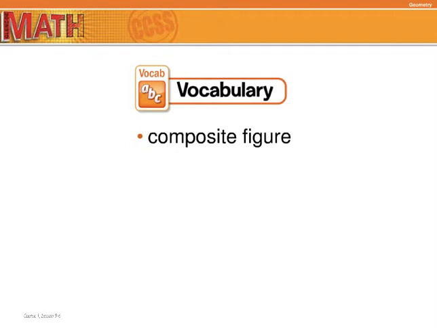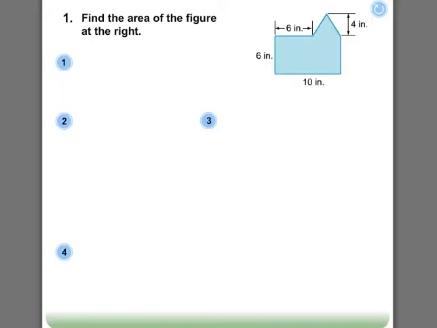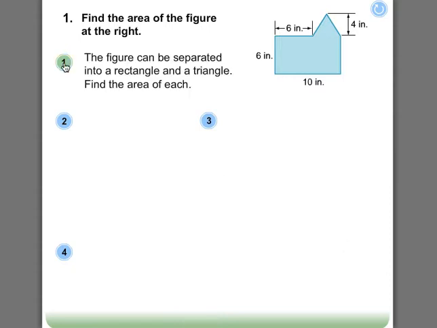Okay, this is some vocabulary maybe you're not as familiar with. What is a composite figure? Okay, I want you to find the area of the figure at the right. Holy Hannah, look at that sucker. It's crazy shaped. The figure can be separated into a rectangle and a triangle. Ooh, who saw that? You see right there, that can be a little triangle. This reminds me of a game called Tangrams.